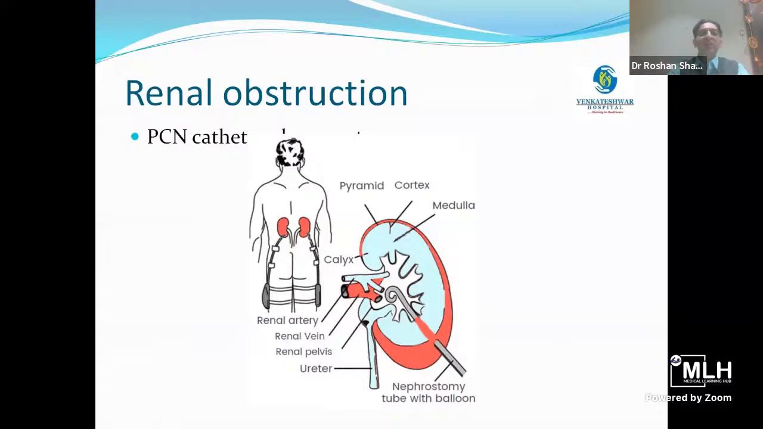Now, one more thing in renal obstructions. So in renal obstructions, a PCN catheter can be placed. Due to malignant retroperitoneal lesions, they can block the ureter, so the creatinine level rises. So what do we do generally? We generally puncture the kidney through the lower pole calyx. After puncturing, we put a guide wire and through the guide wire down. After that, the urologists try to negotiate after giving chemotherapy or something. So they generally try to put a stent, a DJ stent.